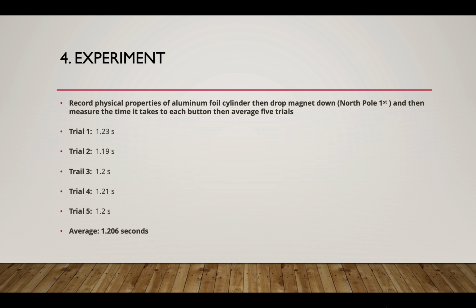Using the material, we will record the physical properties of the aluminium foil cylinder, then drop the magnet down, starting from the North Pole, and then measure the time it takes to fall each time and average the 5 trials. We found that the average time is 1.206 seconds.